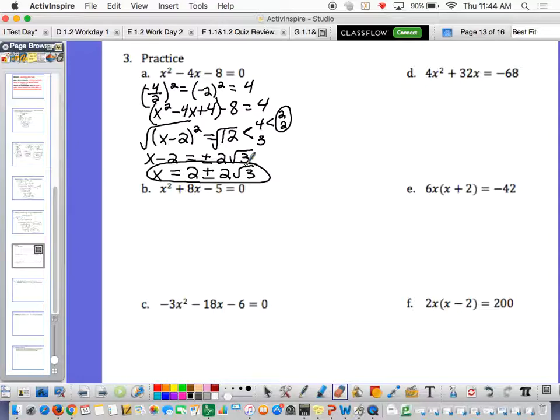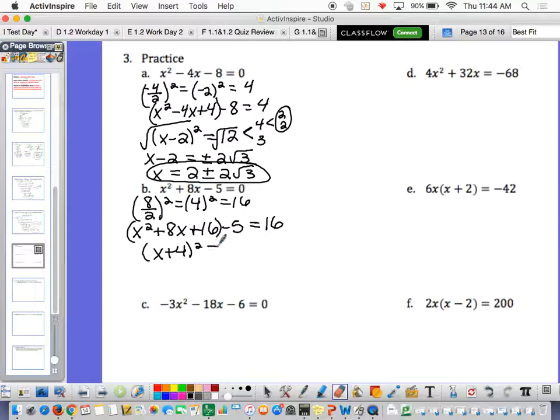All right. B. 8 divided by 2 squared, that's 4 squared, which is 16. So you've got x squared plus 8x plus 16. You still have the minus 5, but then you added 16. This is going to factor to x plus 4 squared. You add 5 to be 21.